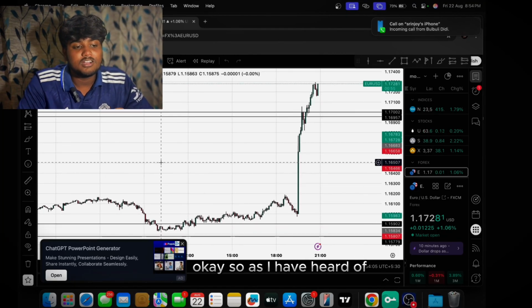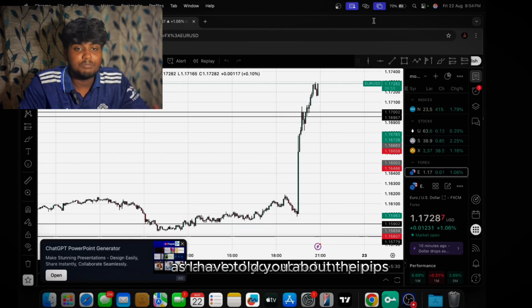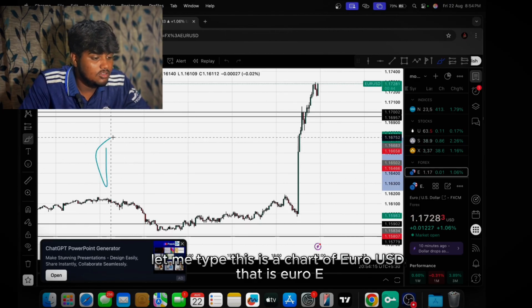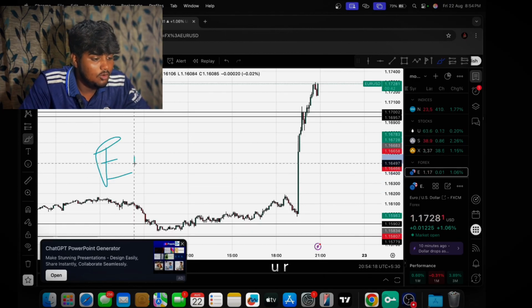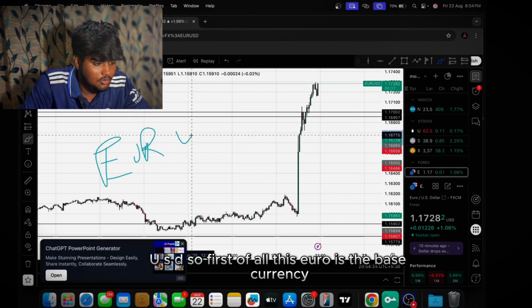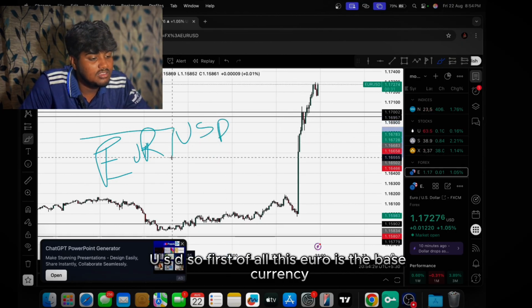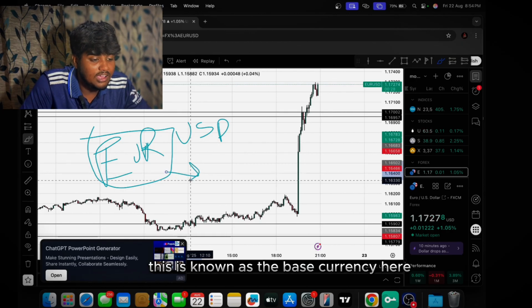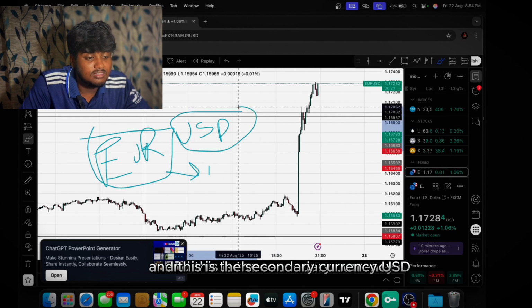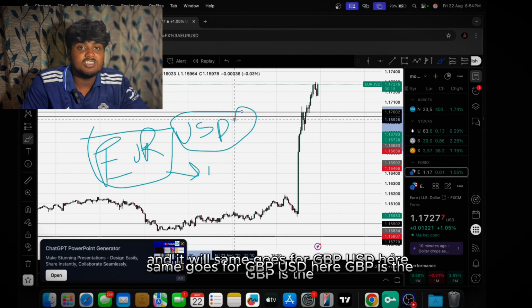Okay, as I have told you about the EUR/USD concept, let me type. This is a chart of EUR/USD. First of all, this euro is the base currency. This is known as the base currency here, and USD is the secondary currency. The same goes for GBP/USD.